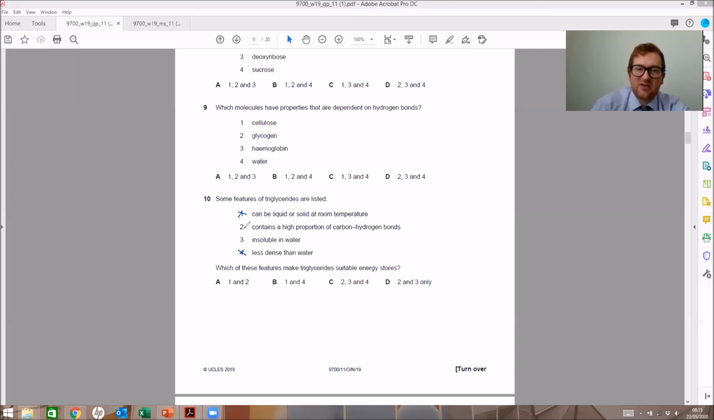So the only options here are 2 and 3. Anything with 4 in it we could have eliminated straight away. And option 1, again, being liquid or solid, does not really make a difference at this point in time. So option D is the correct answer.